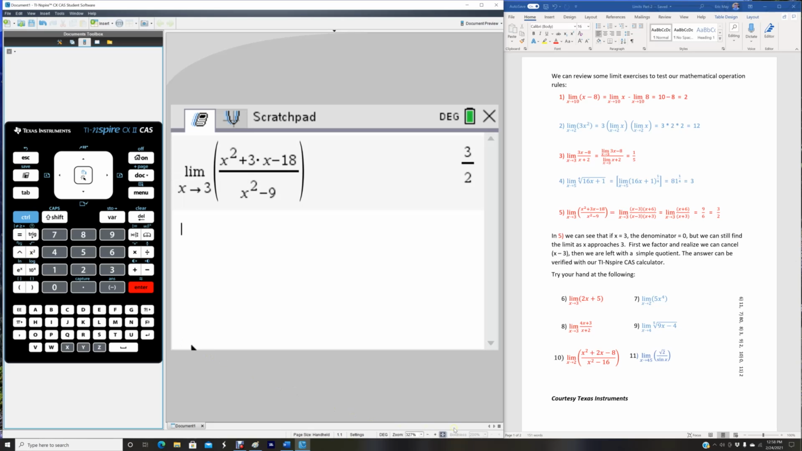Now, I have a couple limits down here for you to try on your own. There's nothing tricky about them. If you follow the examples we have above, you'll have no problem solving them. And then you can check them with the TI-Nspire calculator. All of them are easily computed by the calculator. The answers are over here to the right.